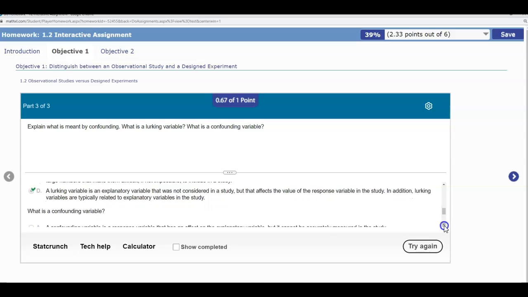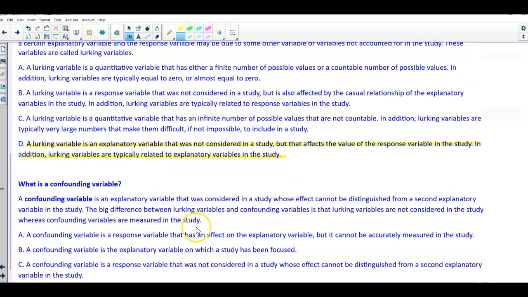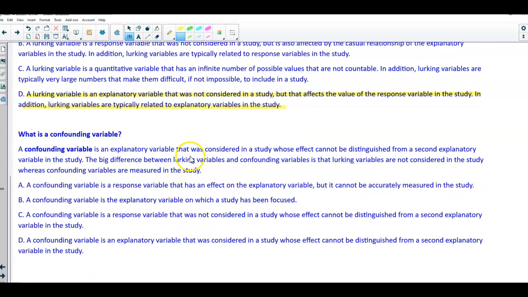Okay, last question. What is a confounding variable? Now, a confounding variable is an explanatory variable that was considered in a study whose effect cannot be distinguished from a second explanatory variable in the study. The big difference between lurking variables and confounding variables is that the lurking variables are not considered in a study, whereas confounding variables are measured in the study.